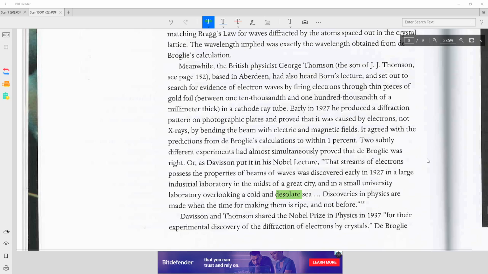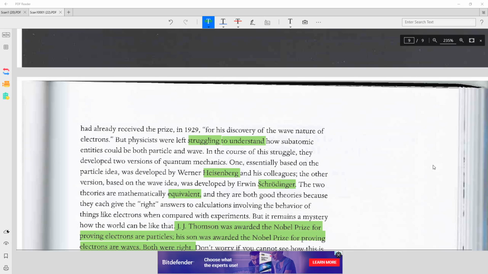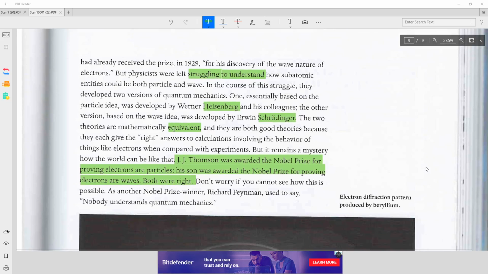Davisson and Thomson shared the Nobel Prize in Physics in 1937 for their experimental discovery of the diffraction of electrons by crystals. De Broglie had already received the prize in 1929 for his discovery of the wave nature of electrons, but physicists were left struggling to understand how subatomic entities could be both particle and wave.